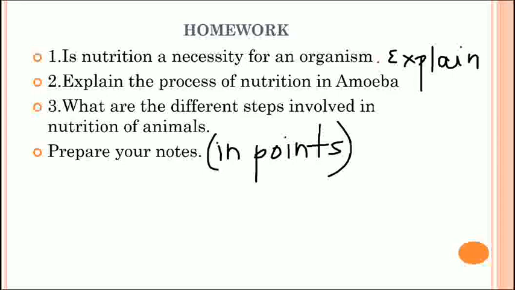Now we saw nutrition in amoeba. It also follows the 5 steps. It has a holozoic mode of nutrition and the process of obtaining food is called phagocytosis. Now next we will be studying nutrition in human beings, that is the human alimentary canal and the digestive system. That means the structure and the function of the main organs of the alimentary canal and the associated digestive glands.